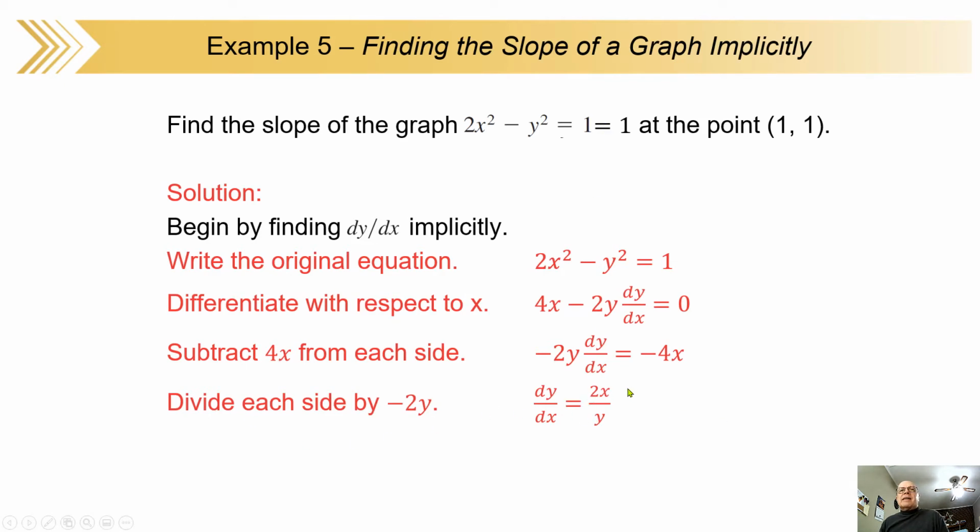Now what this means is, at any point on that graph, if you find the ordered pair of some point on that graph, put the x value in here, the y value in here, and you'll have the slope of the tangent line at that point for that graph.